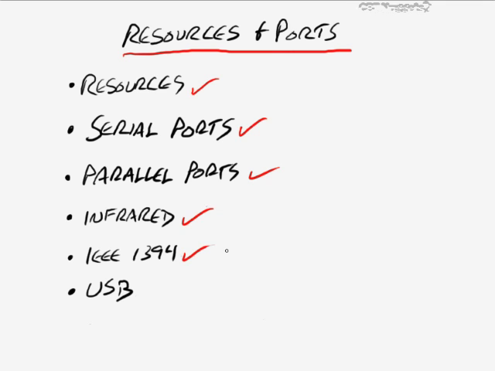Then we take a look at IEEE 1394. Now we start to get into the modern age, where we work with FireWire, or sometimes it's also called iLink. And this is a way of using a cable to connect devices to your computer for high-speed throughput, and also USB, which is another high-speed throughput method, and that's probably the most popular method.